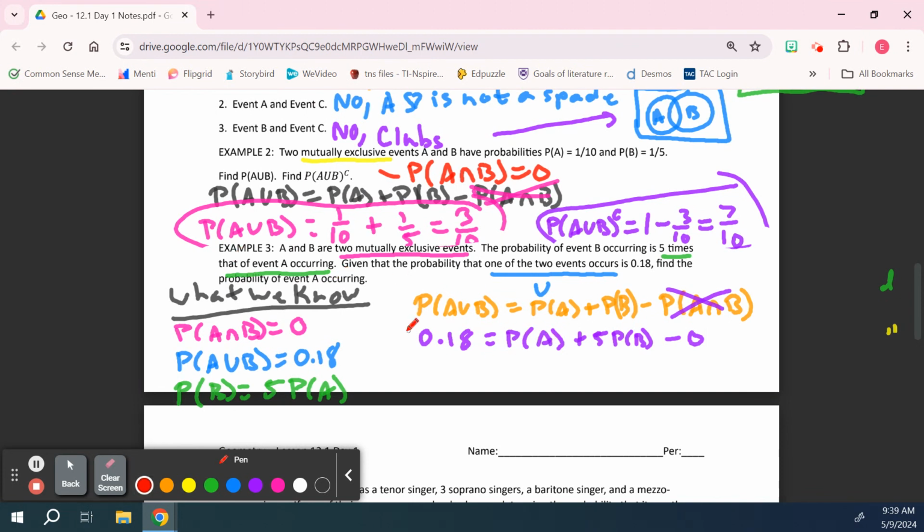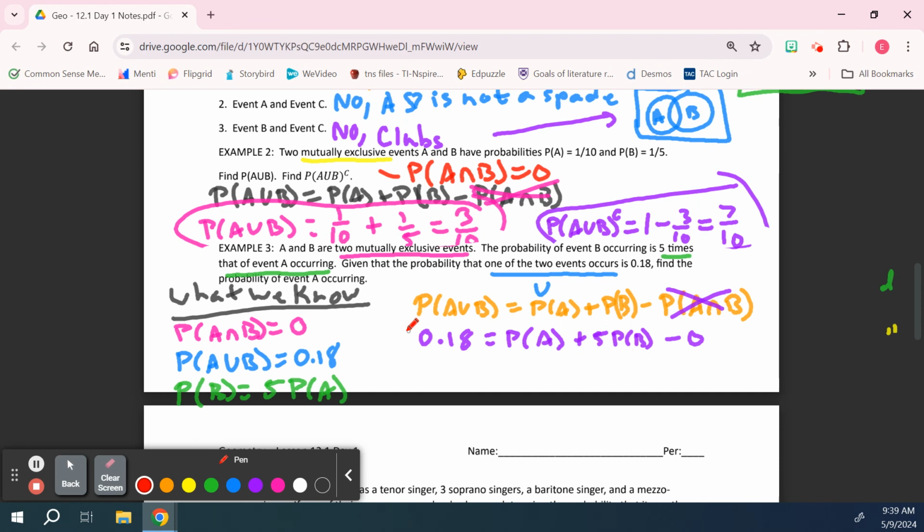So what do I do? Where do I go from here in order to solve for the probability of A? Who's got an idea? Emma? I'm sorry? Close. I wouldn't divide the 5 just yet. Shane? Combine probability of A plus 5 B.